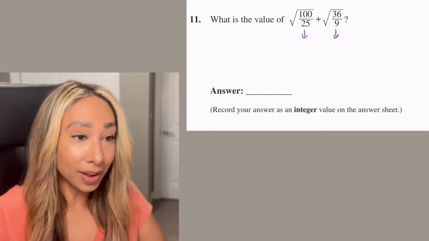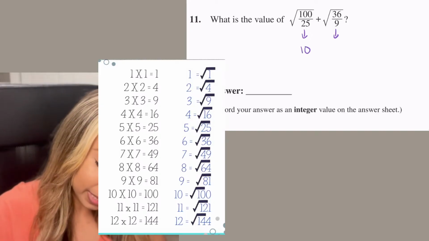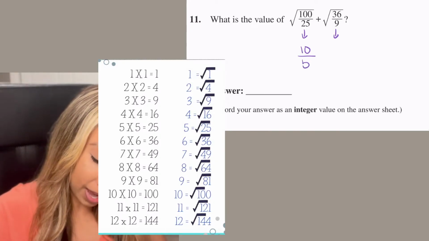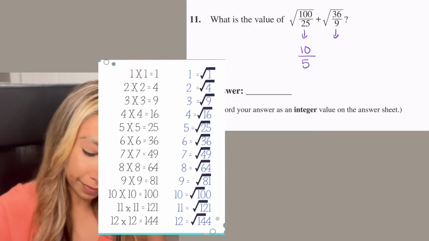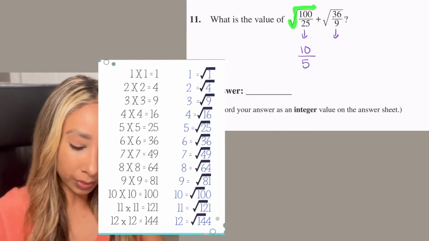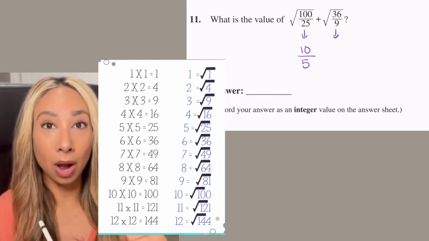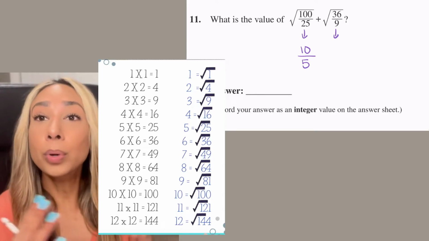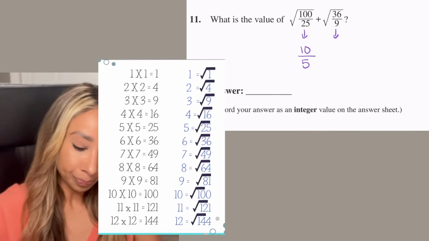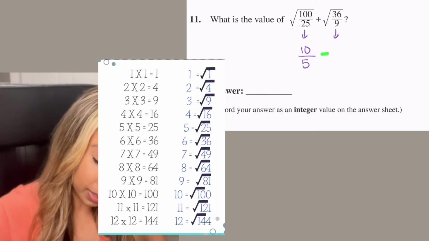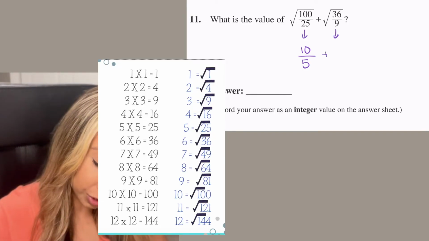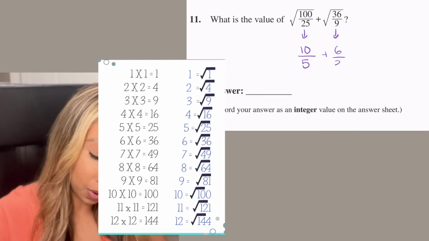So the square root of 100 is going to give me 10. Square root of 25 is going to give me 5. And one thing I forgot to mention is when the square root is over both numbers of the fraction, so both the denominator and the numerator, both of those numbers are going to be square rooted. And then I'm going to do the same thing with the other part of the number of the question there. So that's going to give me 6 over 3.